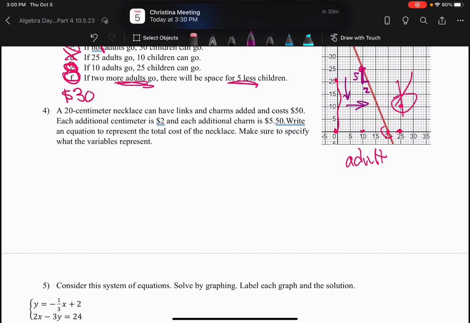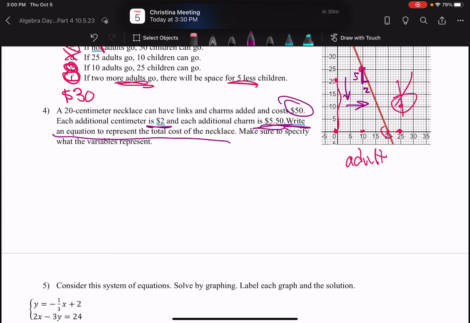All right, number 4. A 20-centimeter necklace can have links and charms added and cost $50. Each additional centimeter is $2, and each additional charm is $5.50. Write an equation to represent the total cost of the necklace. So, in this question, I'm not solving anything. I'm just writing an equation. And it's representing the total cost.